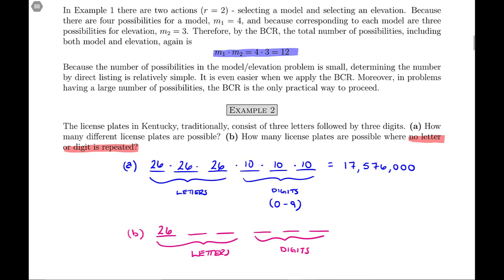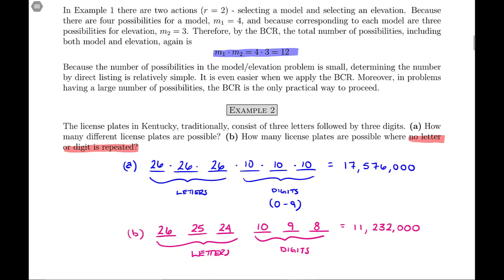But once we choose a letter out of that, we cannot have that letter repeat again. So that leaves us with 25 letters for the next position. And then once again, this letter cannot be repeated, so we have 24 letters to choose from for the third position in the letters section. Then we move over to the digits. It's going to be the same scenario. It's 10, then 9, and then 8. And so when we multiply those together, we get much fewer license plate possibilities. We actually end up with 11,232,000 possible license plates.